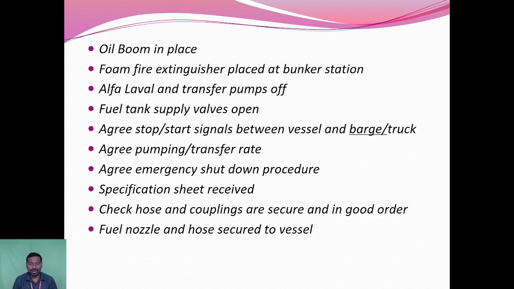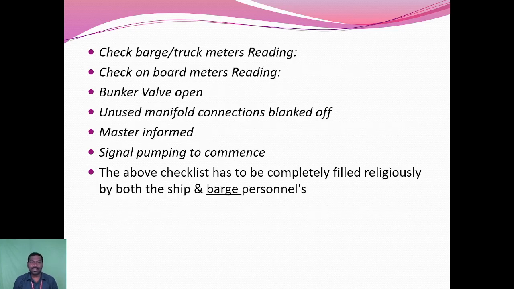Check that the hose and coupling are secure and in good order. Fuel nozzle and hose should be secured to the vessel for extinguishing the fire. Next, check the barge or truck meter reading with the help of the fourth engineer. Check onboard meters reading. Next, open the bunker valve. Then unused manifold connections should be blanked off. Blanked off is nothing but sealed off. Then the master should be informed of the commencement of bunkering. Then signal pumping to commence. The above checklist has to be completely filled religiously by both the ship and barge personnel. All these things should be checked with both the ship and the barge, or the ship and the truck.